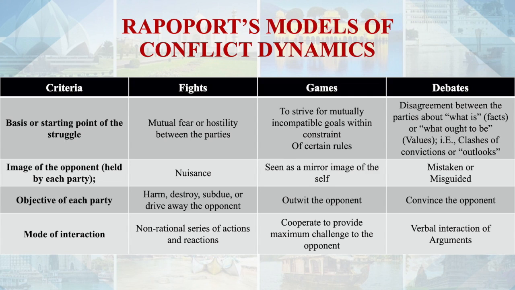So in a fight, the starting point of the struggle is mutual fear or hostility between the parties, and the image of the opponent is considered as a nuisance. The objective of the party is to harm or destroy or subdue or drive away the opponent from the situation. And what is the mode of interaction? The mode of interaction is completely non-rational. The existence of rationality is not possible. In situation number 2, that is the game, the aspect of conflict is to strive for mutually incompatible goals within the constraint of certain rules.